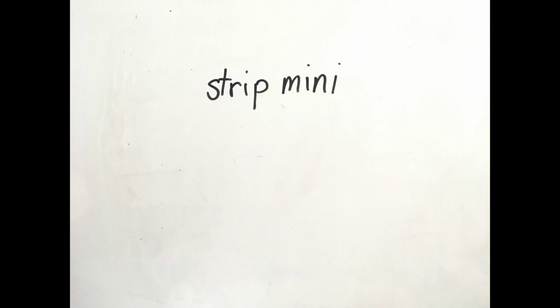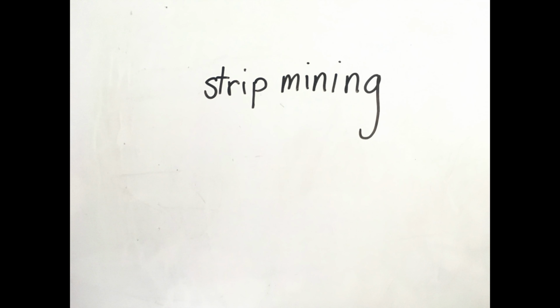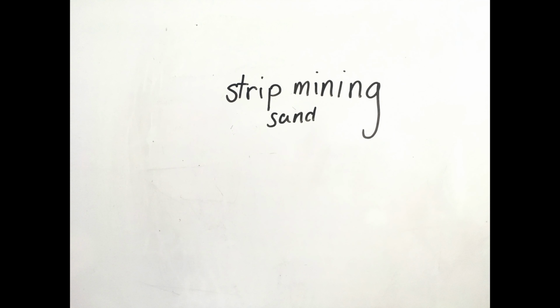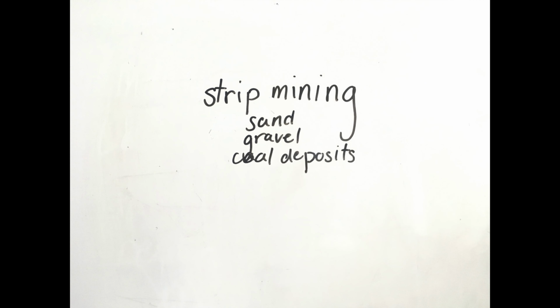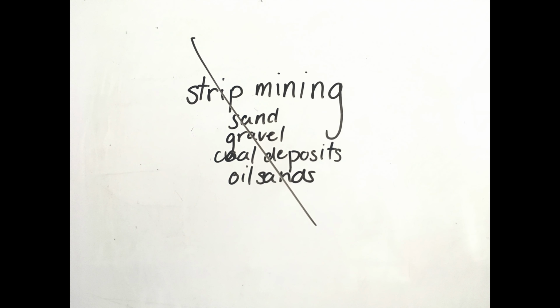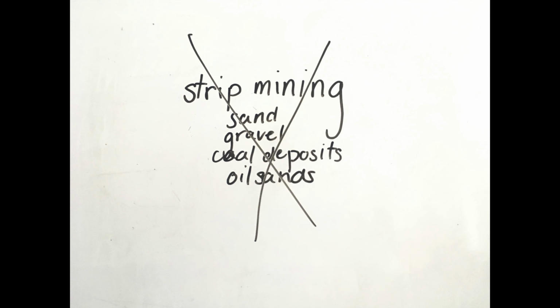Strip mining is the cheapest of the 3, but can only be used for mineral deposits located very close to the surface. Strip mining is used to extract minerals such as sand, gravel, some coal deposits, and oil sands. It has the most severe environmental impact, since very large areas of the surface must be disturbed.